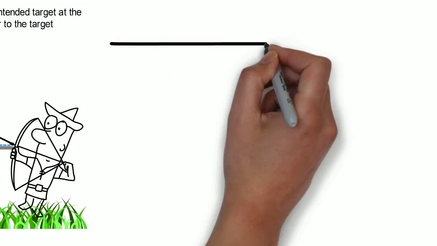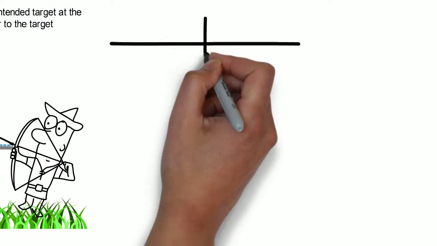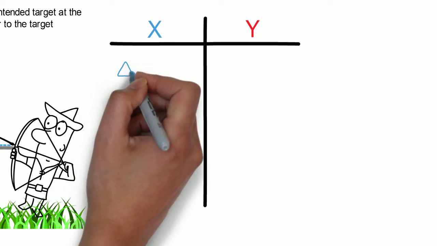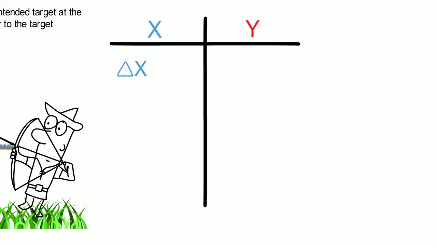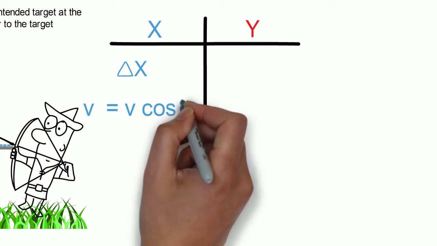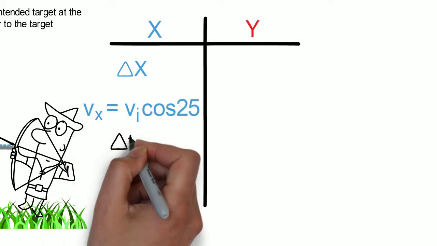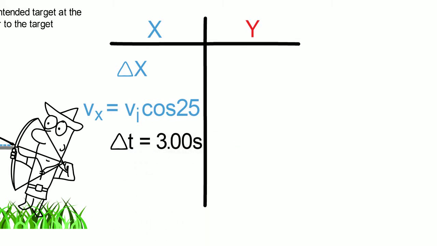Now let's make a chart where we're going to put all of our known values in x and all of our known values in y. So in x, we write down our displacement, but we don't know it. We can write down our velocity in x as the equation initial velocity times cos 25, and we can write down our time as 3 seconds. Now we can't solve for our displacement in x since we don't know our velocity in x. So we need to find that initial velocity first.